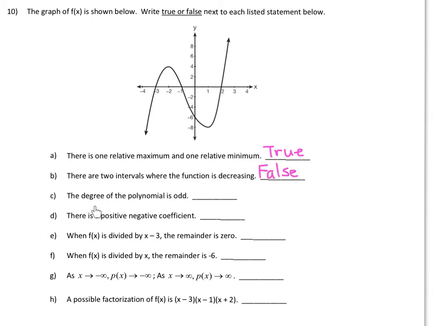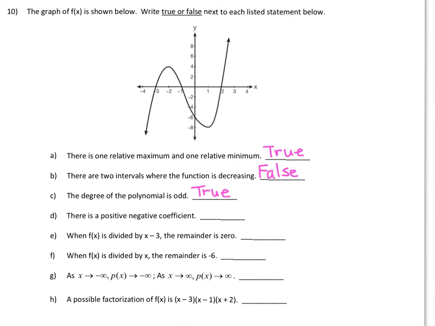All right, the degree of the polynomial is odd. Well, we know for an odd degree function, the arrows are pointing in different directions. So if this is pointing down and this is pointing up, they're pointing in different directions. So this is odd. Okay, so this is a true statement. For an even function, the arrows would be pointing in the same direction. They'd both be pointing up, or they'd both be pointing down.